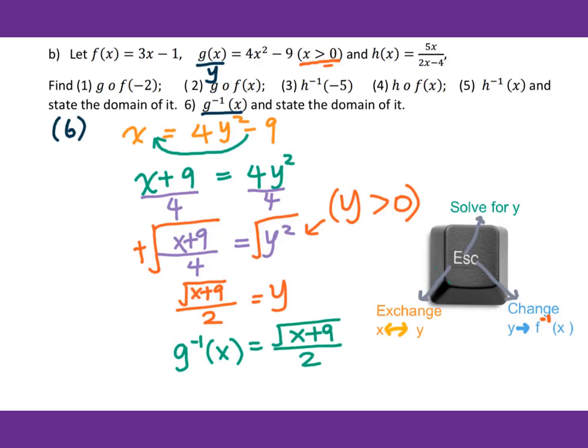And you need to state the domain of this inverse function. For square root function, we need to make sure inside the square root is greater than or equal to 0. Therefore, I can set up x plus 9 greater than or equal to 0, x greater than or equal to negative 9. This will be the domain of this inverse function.